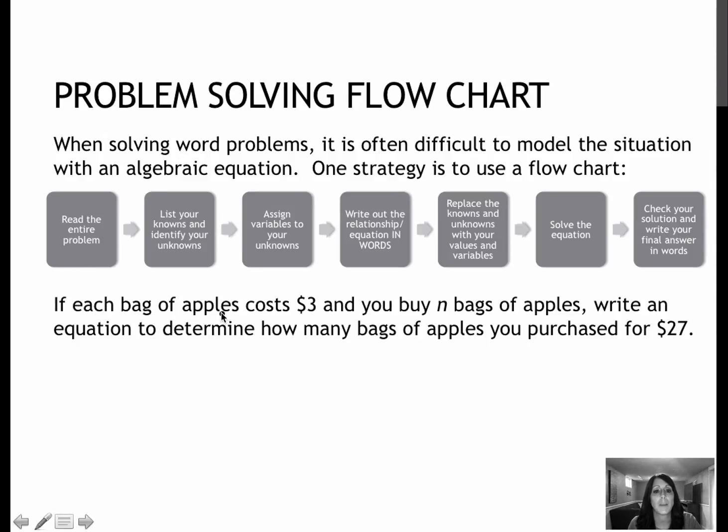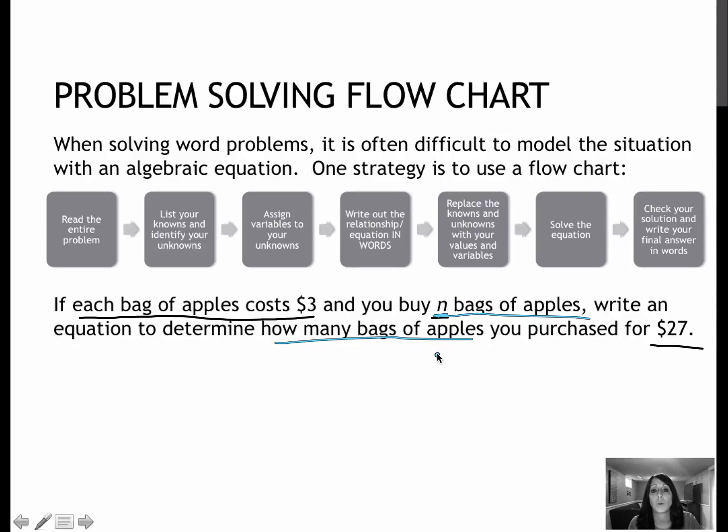So if each bag of apples costs $3 and you buy n bags of apples, so n obviously being our variable, write an equation to determine how many bags of apples you purchased for $27. So I've read the question. Now I'm going to list my knowns and identify my unknowns. So I know each bag of apples costs $3. I know that I purchased them all for $27, and my unknown is how many bags of apples, which it says here and also here, how many bags of apples.